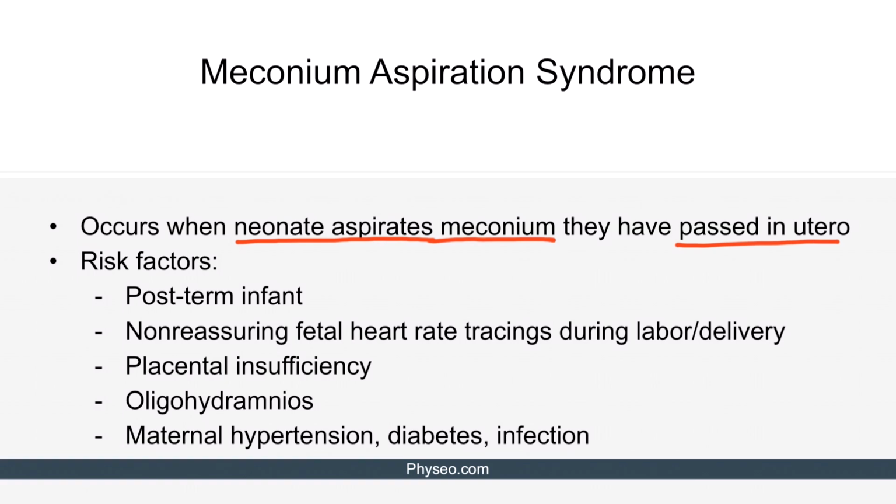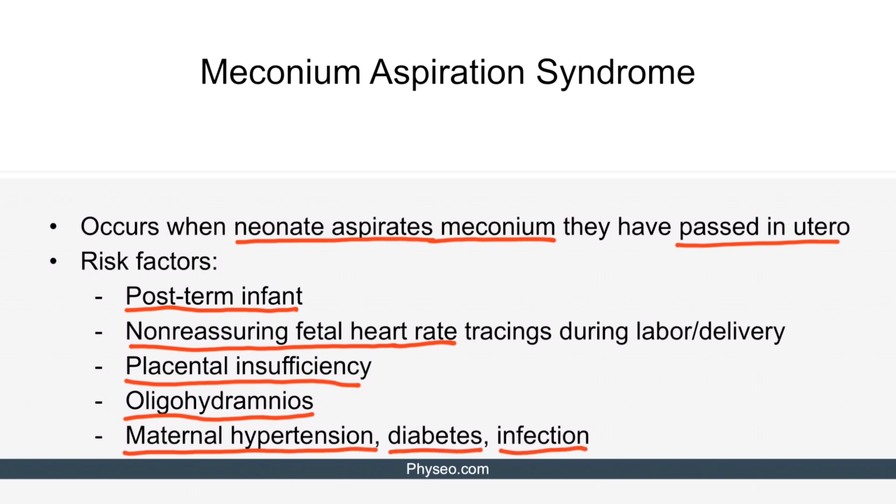Risk factors for this condition are the risk factors that lead to the passage of meconium. They include post-term infants, non-reassuring fetal heart rate tracings, placental insufficiency, oligohydramnios, and maternal hypertension, diabetes, and infection.